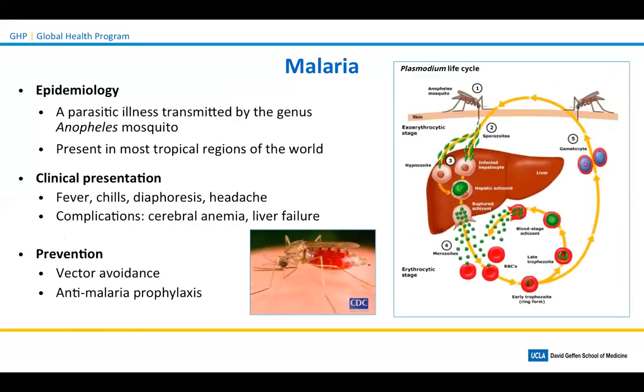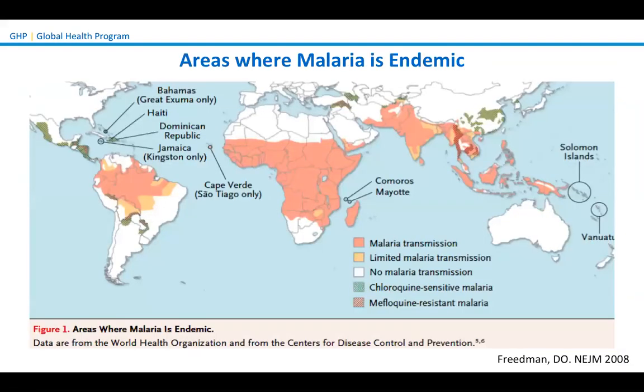In terms of malaria, as we all know, this is caused by the bite of a mosquito. It's a parasitic illness present in most tropical regions of the world. In terms of its clinical presentation, it can cause fevers, chills, diaphoresis, and headaches. There are serious complications which can occur, which include cerebral anemia and liver failure. Prevention methods include vector avoidance and anti-malaria prophylaxis. Here's a map from the WHO showing areas where malaria is endemic.